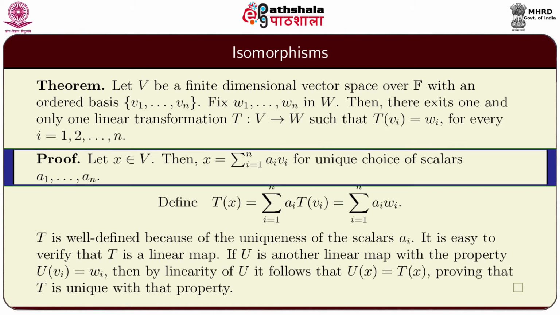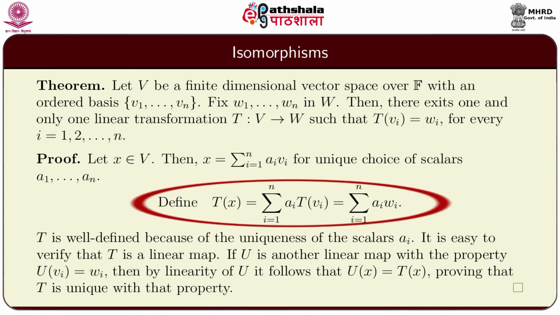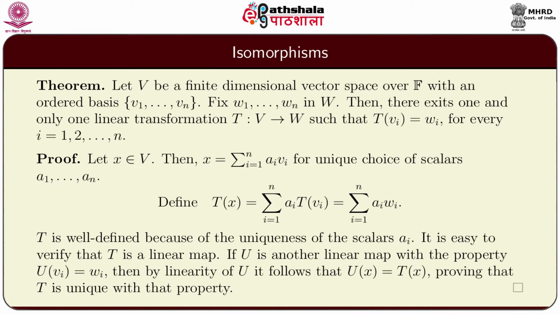Proof: let x be a vector in V, then x can be written as a linear combination of the basis vectors Vi. So x is equal to summation i equal to 1 to n ai Vi for unique choice of scalars a1 to an. That is because V1 to Vn is a basis for V. We define T of x is equal to summation i equal to 1 to n ai Tvi, and Tvi is Wi, so it is summation i equal to 1 to n ai Wi.